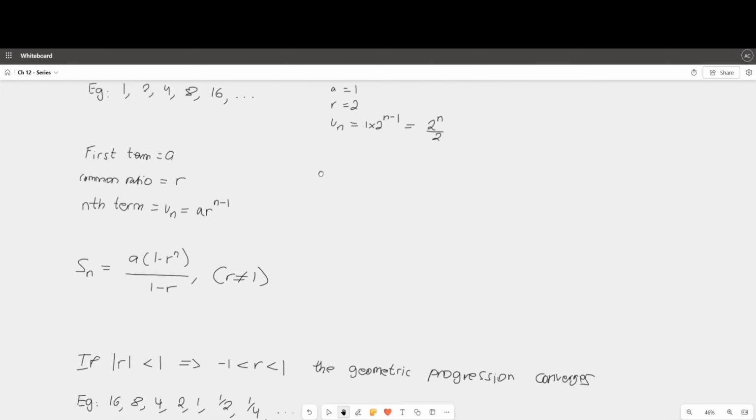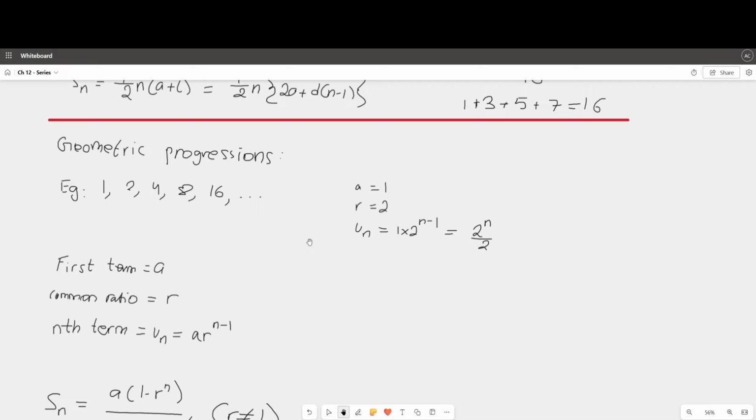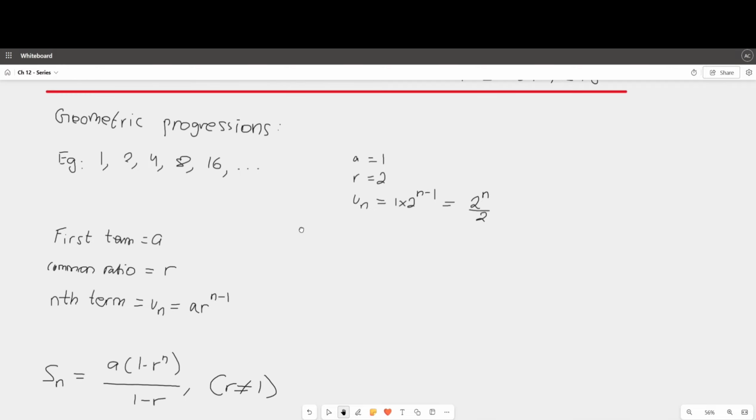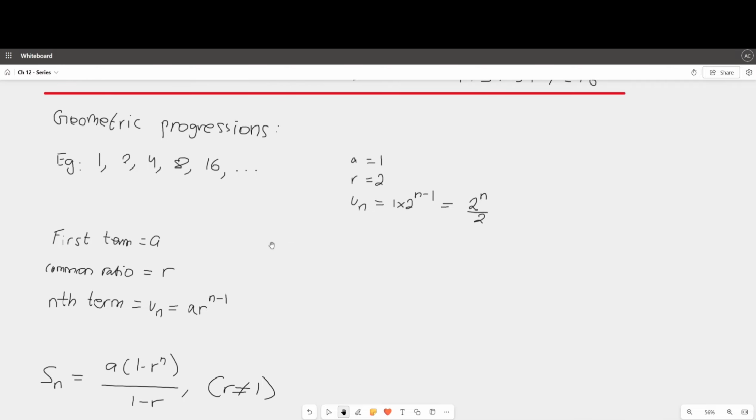Now the last thing is geometric progressions, which are somewhat similar to arithmetic progressions, but each term differs from the last term by a multiple of a common ratio. So we say the first term is a, and then the common ratio here is r.